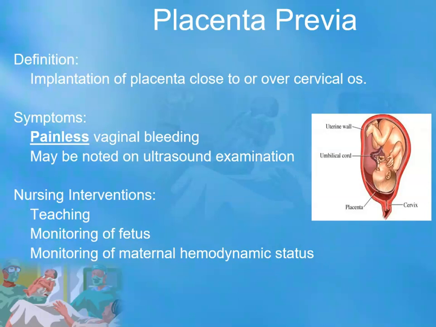So monitoring the fetus, and of course, monitoring maternal hemodynamic status, because if she's got painless vaginal bleeding, it may be spotting, but it might not be. She might be bleeding profusely. It could be, depending on how stimulated and irritated that placenta is, okay? It could be ripping in pieces from the pressure of the baby and whatever. So hemodynamically, mom could be in shock. Again, we want to monitor her very closely, and vital signs, all of that.